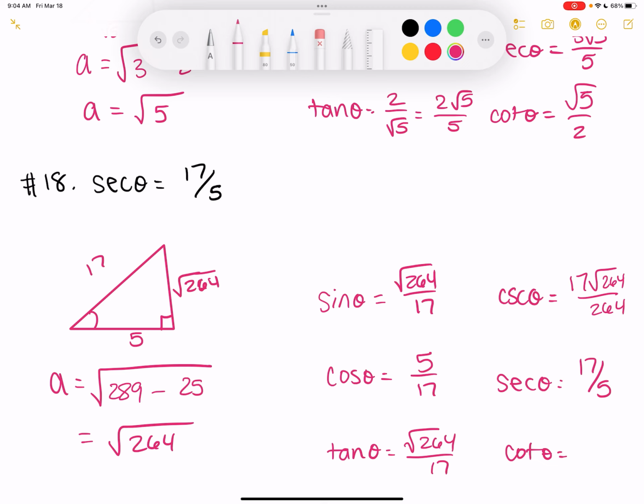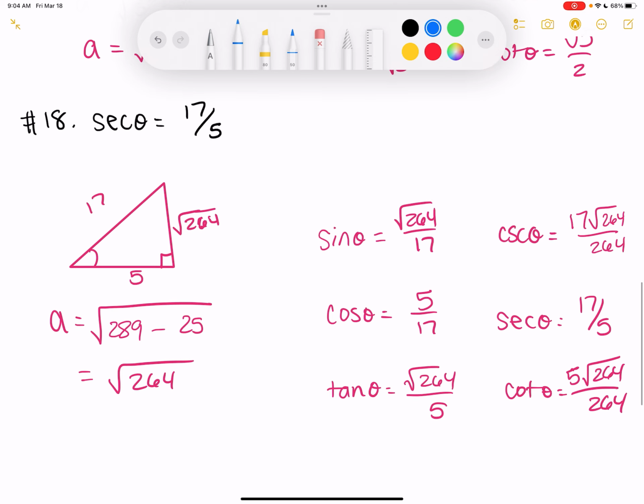No, tangent is not that. Well, tangent's 5 also not on the bottom. Yeah, it's 5. I know. I'm sorry, guys. My brain's not working. I was like, tangent's also not that. Nothing's working. 5 times the square root of 264 over 264. Yeah. Cool. Sweet.